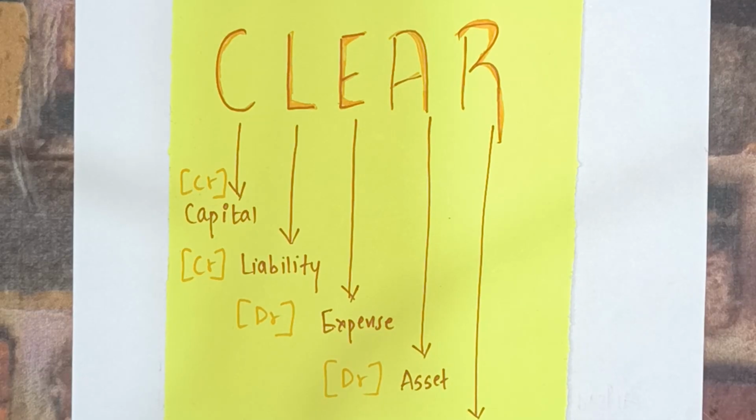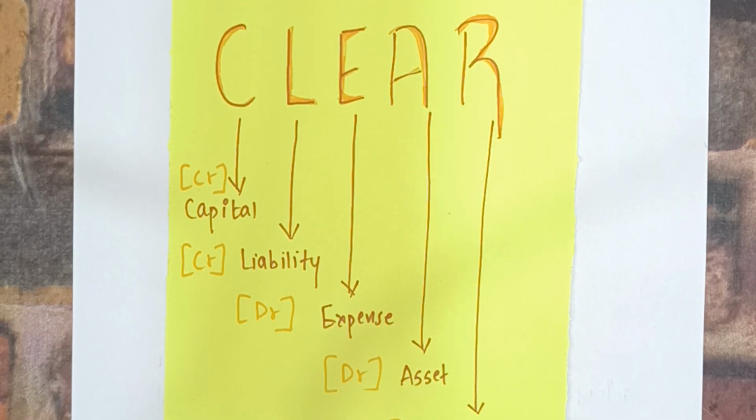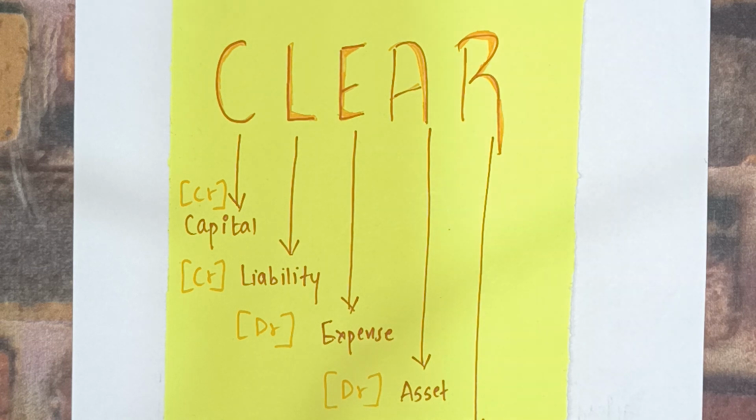Students, one more important thing that you need to know is this trick. You have to remember the word CLEAR. With this trick, you will be able to solve any problem on trial balance with a lot of ease. So let's start with CLEAR. It means capital, liability, expense, asset and revenue. You should know what C stands for, what L stands for and so on. Capital, liability and revenue, that's C, L and R, have credit balances. It means you have to record them on the credit side.